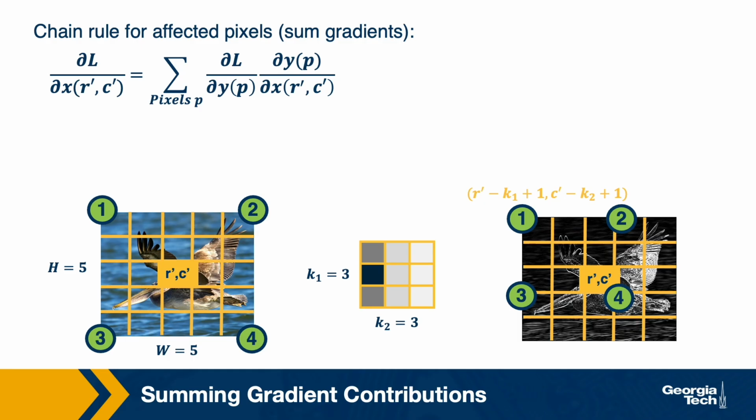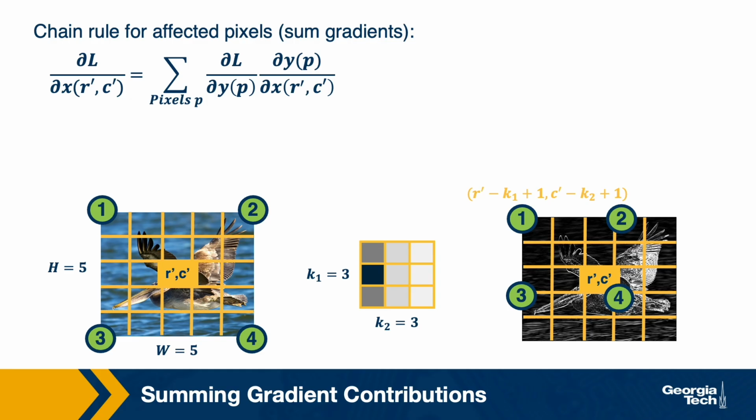Now that we know all the positions on the output map that are affected, we can compute the chain rule. That is, we can compute the partial derivative of the loss with respect to this particular input pixel, r prime, c prime, as the summation of all the affected pixels on the output and sum all the chain rules. That is, partial derivative of the loss with respect to y of the affected pixel times partial derivative of the affected pixel at the output with respect to this particular input pixel, r prime, c prime.